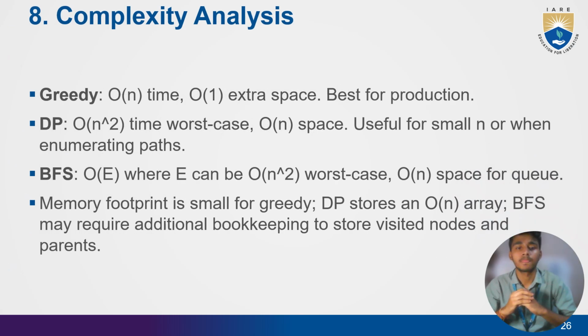Complexity analysis. Greedy: O(n) time, O(1) extra space, best for production. DP: O(n squared) time worst case, O(n) space, useful for small n or when enumerating paths. BFS: O(V plus E), where E can be O(n squared) worst case, O(n) space for the queue. Memory footprint is small for greedy. DP stores an O(n) array. BFS may require additional bookkeeping to store visited nodes and parents.